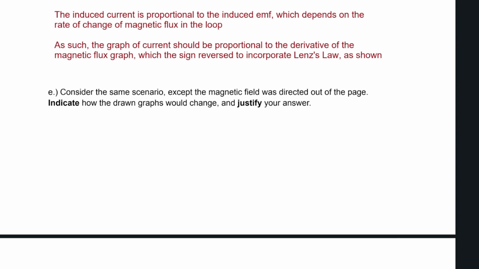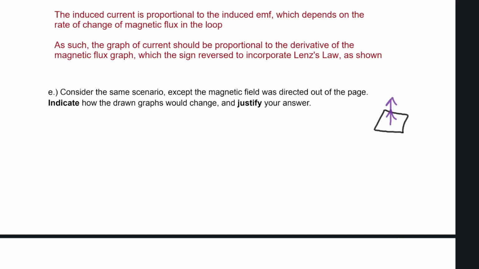In the same scenario, except we direct the field out of the page. So how would that affect the graphs? Again, just the same problem, except instead of the field increasing into the page, the field will increase out of the page. So we could probably guess that since this changes the magnetic flux through the loop, it's going to change both graphs. And really, this is just a simple sign change.